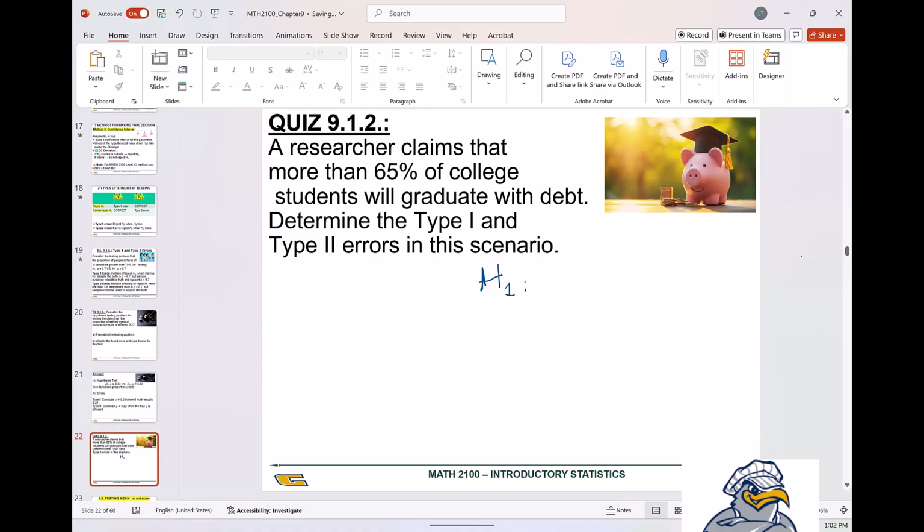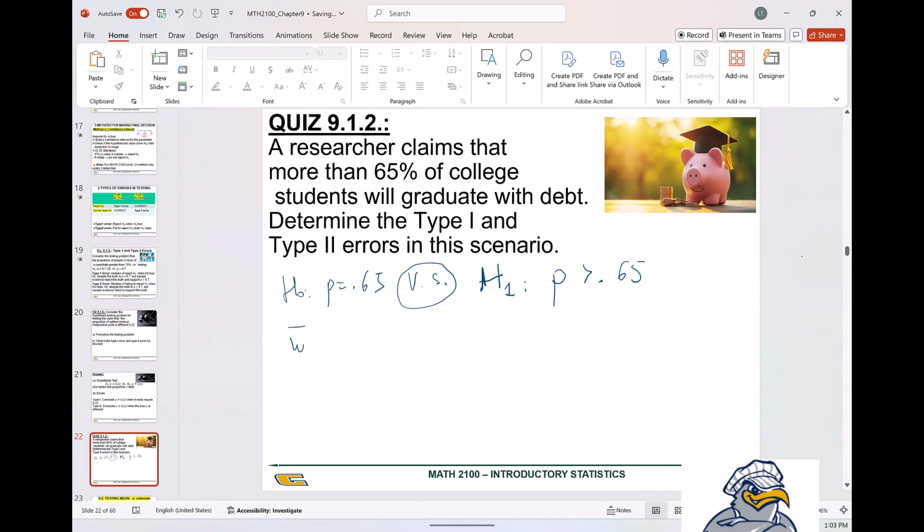So here we care about the proportion, right? More than 65%. Here the claim the researcher wants to say is that more than 65% of college students will graduate with debt, right? And H naught will be the same, right? So this is a very important step. You need to make it correct, okay? What is the problem about? It's about a proportion, and then whether it's about greater than, less than, or different, right? So this is basically just a right tail test, right?